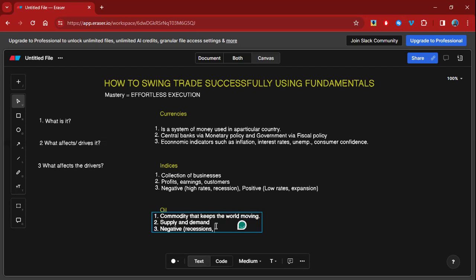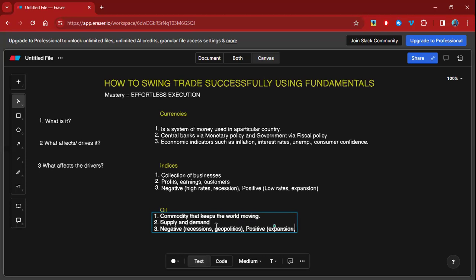Geopolitics, or war, let's say, can have a negative effect. Let's keep it at that for the negative. Positive is actually the opposite: expansion, I mean growth. Just remember that. If there's positive growth, people are moving, stuff is moving around, so we're going to need oil. Yes, there are electric vehicles now, but for the time being we still need oil. So that is where oil comes in when there's expansion.